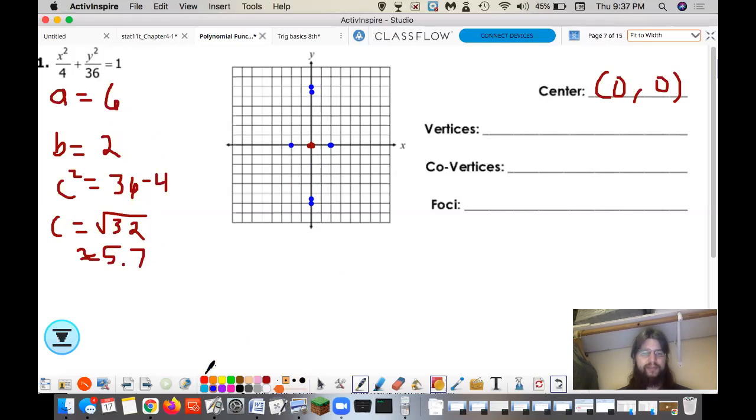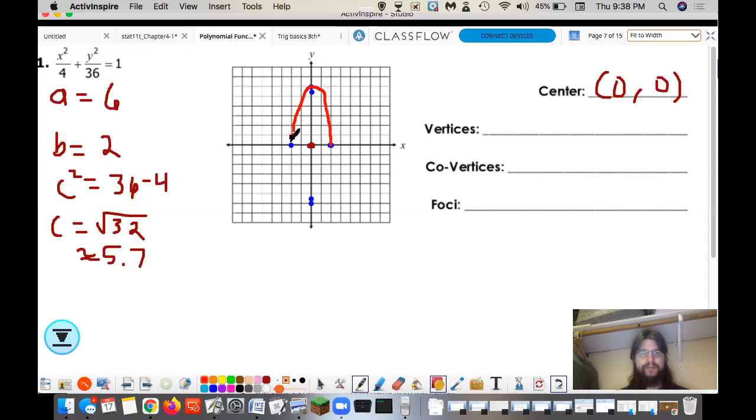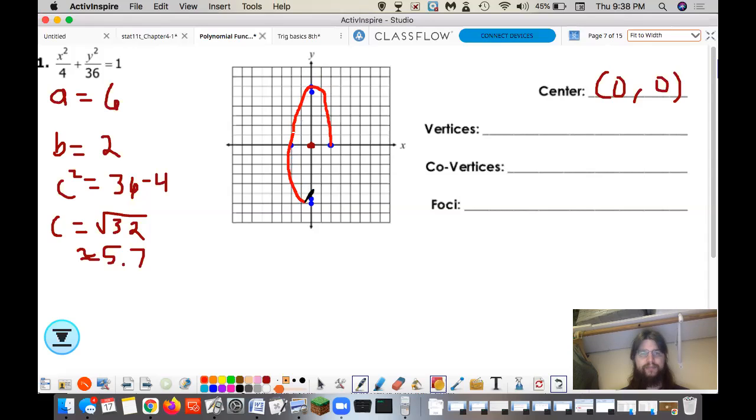Then you connect the dots. And an ellipse, say, yeah, that's not going to work. So try and draw something sort of ovular. Not too terrible. So that's the graph of it.